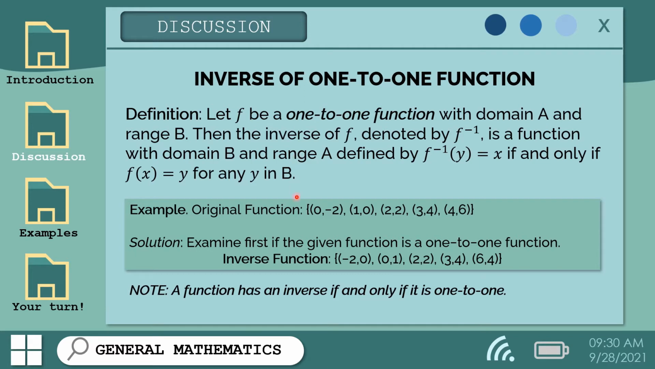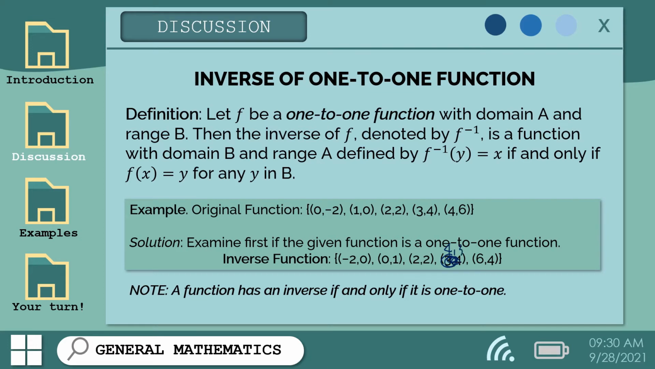Okay. For example, we have this original function, this set of ordered pairs. This is a function, right? Now, to get the inverse function, we just reverse the x and y, or the domain and range, so the inverse function from (0, -2) becomes (-2, 0), then (1, 0) becomes (0, 1), (2, 2) is still (2, 2), and (3, 4) becomes (4, 3). A little mistake here, it should be (4, 3).